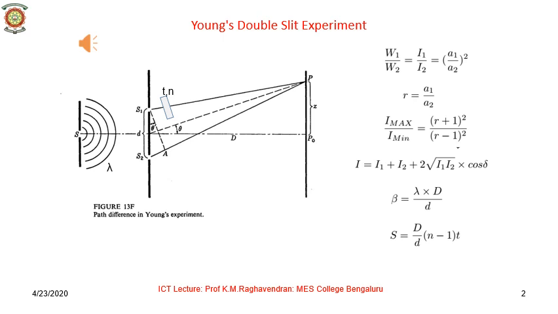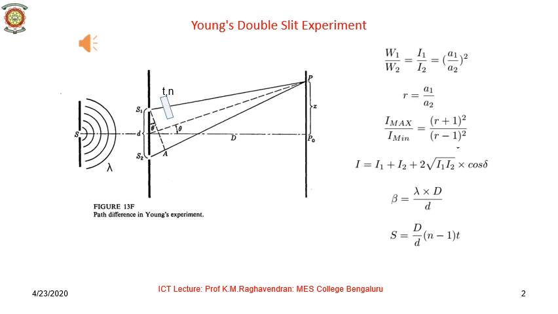Finally, probably the most important formula in this chapter is the fringe width. The fringe width is nothing but the distance between successive bright fringes or successive dark fringes, and this is given by beta equal to lambda times capital D by small d, where lambda is the wavelength of light, capital D is the distance between the slits and the screen, and small d is the distance between the slits.